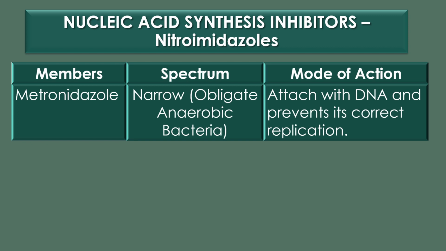The second antibiotic group of the nucleic acid synthesis inhibitor category is nitroimidazoles. Under the nitroimidazoles group, only one member is present, that is metronidazole. This metronidazole exhibits narrow spectrum of activity against the obligate anaerobic bacteria, and in mode of action, this metronidazole attaches with the DNA and prevents its correct replication and interferes with the DNA replication process.